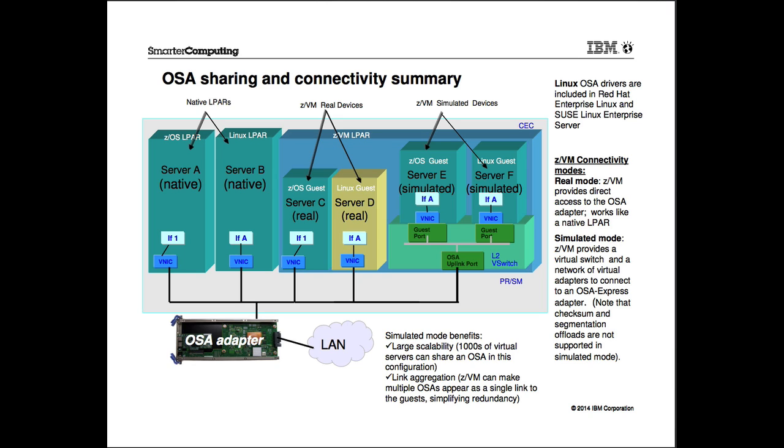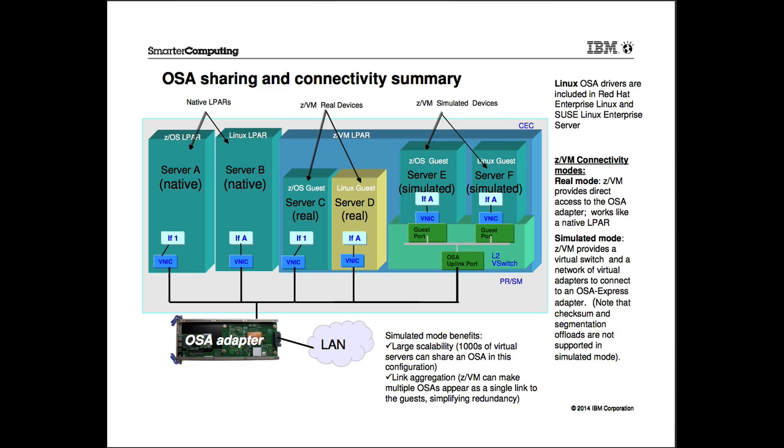The biggest benefit of simulated mode is large scalability. Customers can and do run literally thousands of virtual servers in simulated mode, all sharing a single OSA. And also, as I said, it provides link aggregation to z/VM guests. In other words, if there are multiple OSAs on the CEC, which there usually are, customers don't like a single point of failure, so they usually have at least two. The simulated guests only have one interface, and z/VM handles spreading the traffic across the two adapters. The people that are accessing it native or real see two different adapters and manage two different adapters.